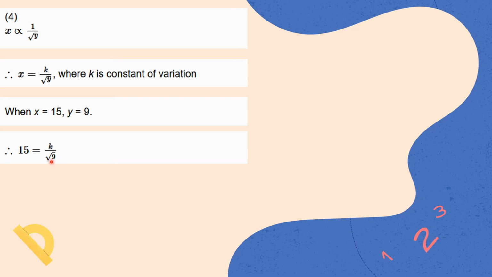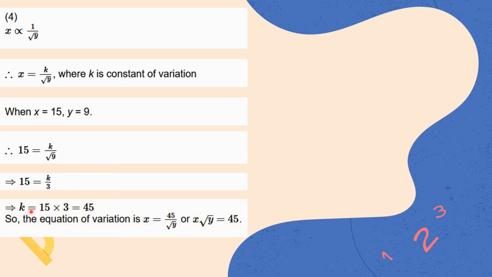We know the square root of 9 is 3, so we'll substitute that as 3. So we have 15 is equal to K upon 3. Now you multiply both the sides by 3 and you get K is equal to 15 into 3, which is 45. So the value of K is 45. Substitute the value of K in your equation of variation. So the equation of variation is X is equal to 45 upon root Y, or X into root Y is equal to 45. So our constant of variation is 45 and our equation of variation is X root Y is equal to 45.